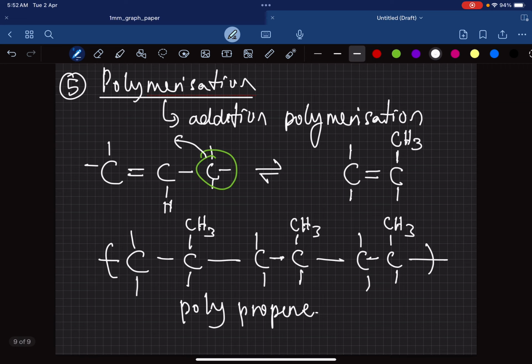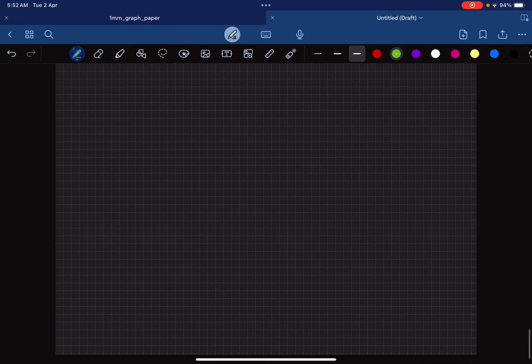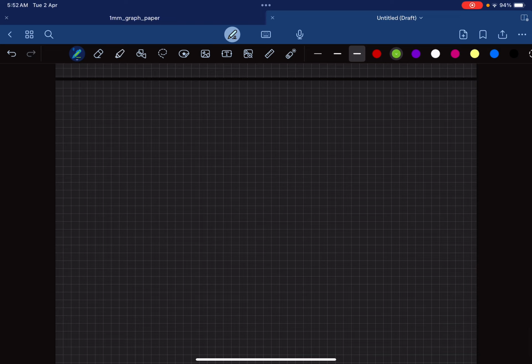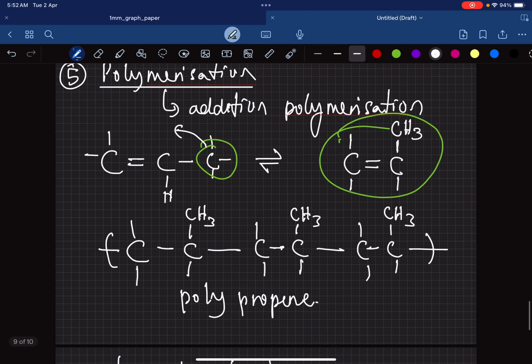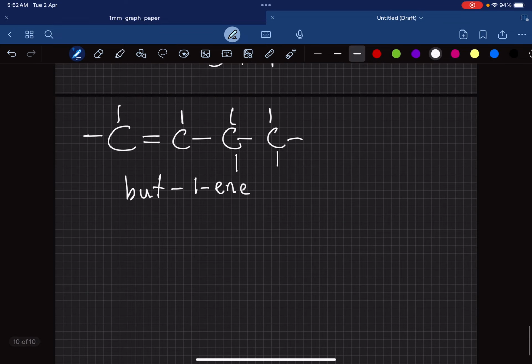So the target here is to make it look like this, so that the double bond is exposed and everything else is sticking either upwards or downwards. For example, let's say you have something like this. This would be called but-1-ene. We want to make it look like this, so we just focus on this part. We put the double bond there, we leave that hydrogen sticking up like that, we put this down, and then we take this group and push it down.